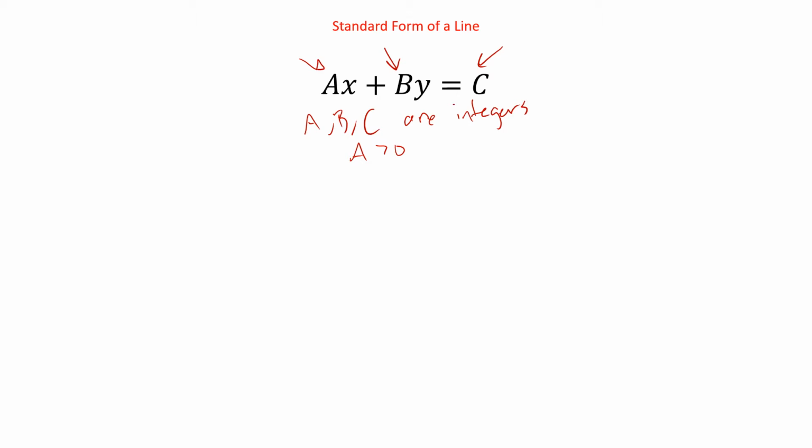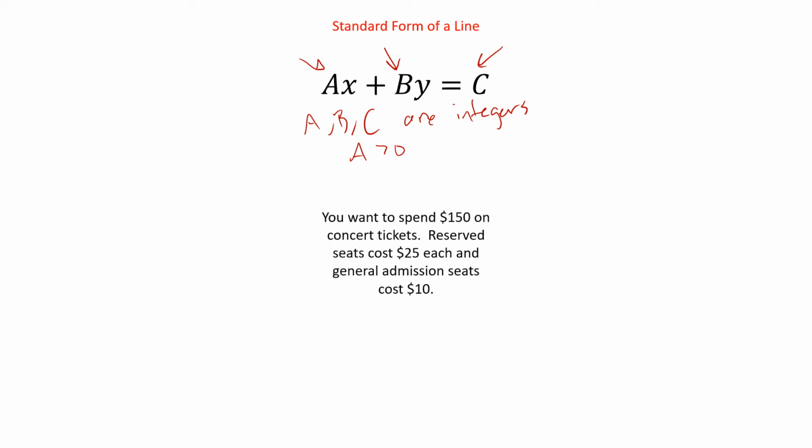So how does standard form come out? Like, why would standard form be useful? Standard form is super useful in application problems sometimes. There are really two major types of applications where we would use lines. The first is what we saw when we were looking at slope-intercept form, where we have a rate of change and a starting point. And that goes perfectly into slope-intercept form. The second way is something like this.